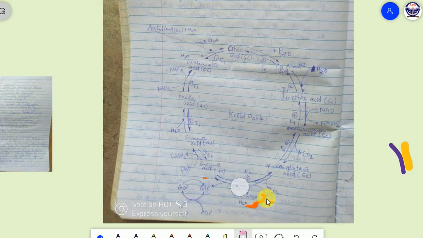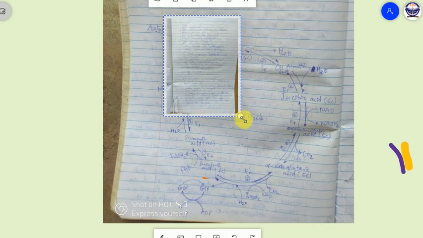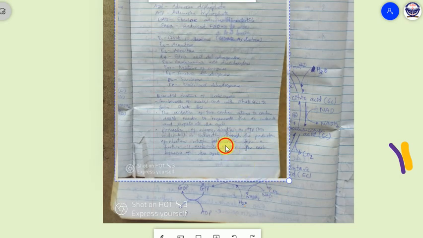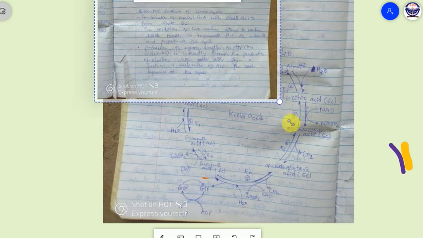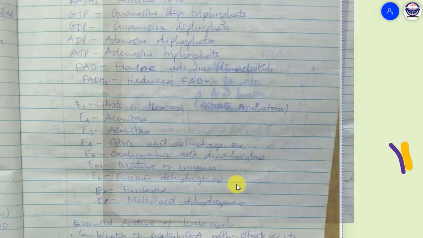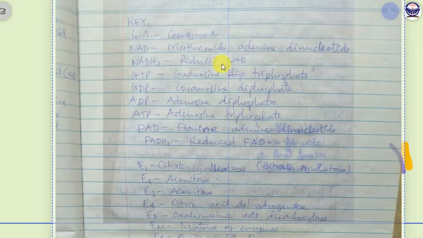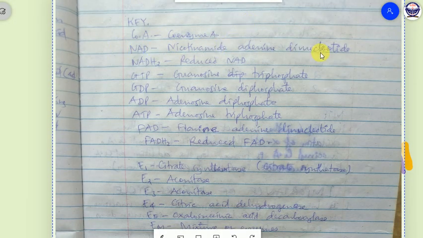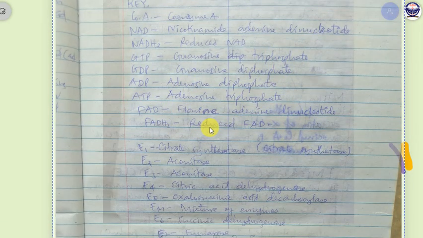So kuna explanation za hizo enzymes in the next page, lakini procedures ndio zile ambazo tumeelezea step by step. So in this page we are just simply explaining the enzymes. Unaona kwa enzyme A huyo hapo ni NAD, nicotinamide adenine. Huyo hapo reduced NAD, GDP guanosine diphosphate, triphosphate adenosine, flavin reduced FAD.